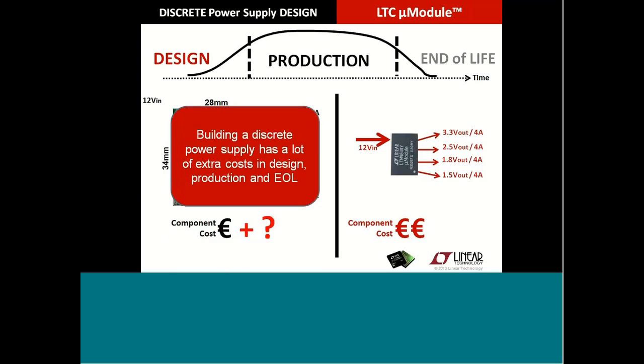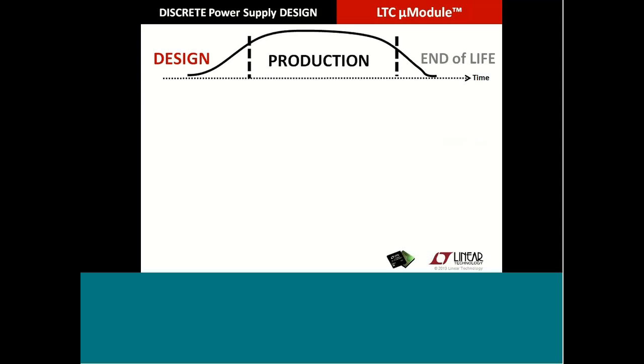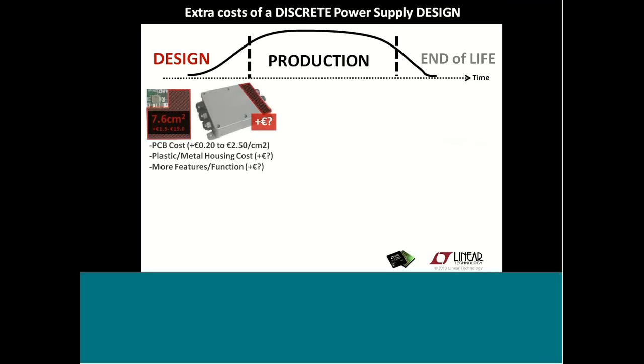Building a discrete power supply has a lot of extra cost in design, production, and end of life as well. Take into consideration what happens if just one of these 60 components is going end of life, and you have to change your design. In the design cost, we have to consider the PCB cost. If the PCB is big, then the housing of your application will be bigger. This means that the housing will be more costly.